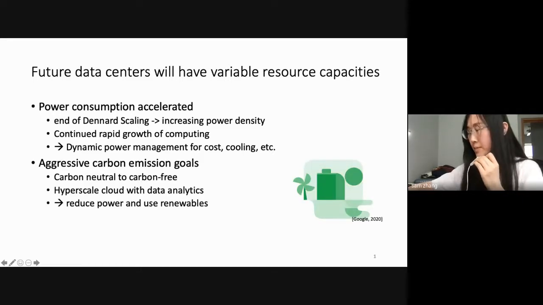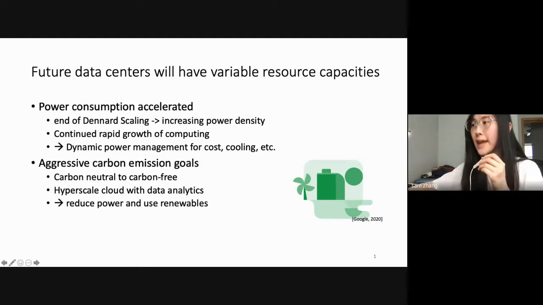This is a figure that I took from Google's commitment to green energy. We all know that hyperscale cloud data centers at Google, Microsoft, Amazon, etc. run a lot of data analytics workloads such as machine learning jobs. So with these aggressive carbon emission goals and also increased computing demands, they have to either reduce power consumption or use renewables to enable more computation.